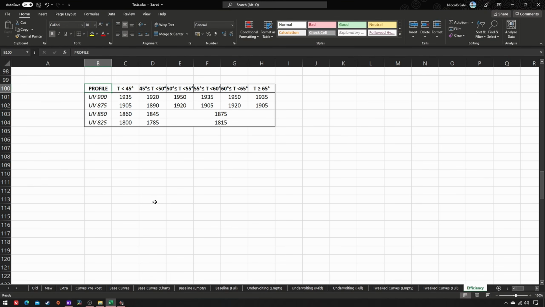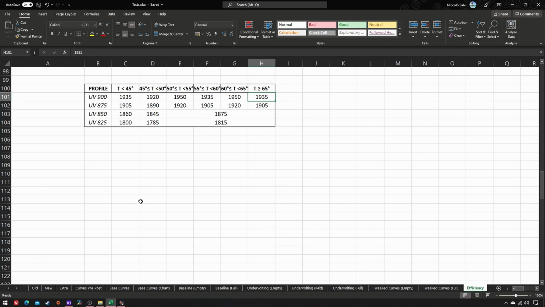With 1935 MHz at 900 mV, I've noticed that below 45 degrees Celsius, the frequency is indeed 1935. Between 45 and 50 degrees, it goes down to 1920. Between 50 and 55 degrees, it goes up to 1950. Between 55 and 60, it goes back to 1935. Between 60 and 65 degrees, it goes up to 1950. And above 65 degrees, it goes back to the one set.